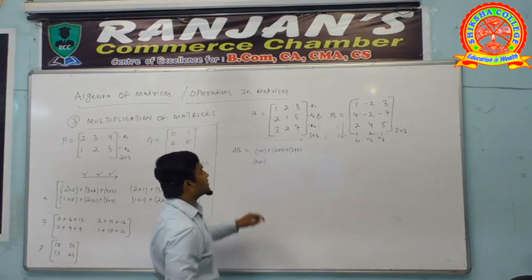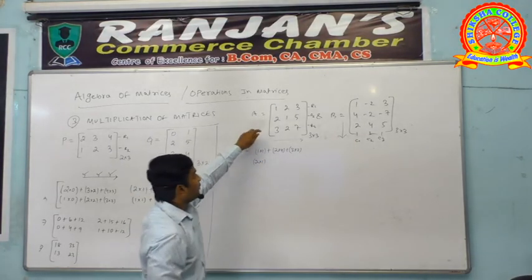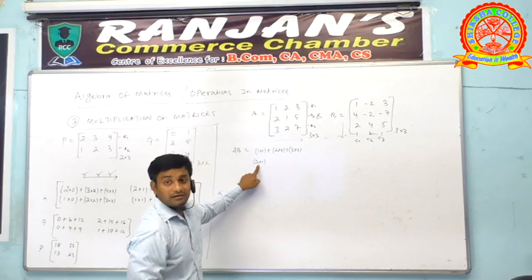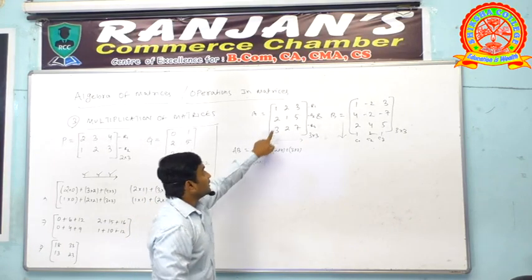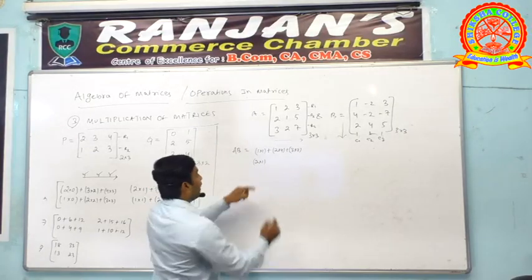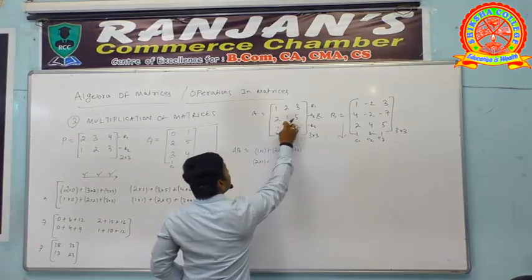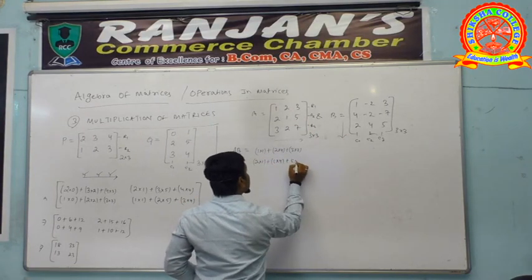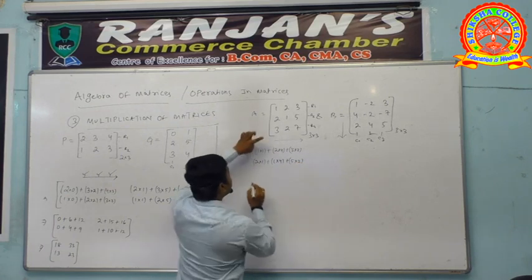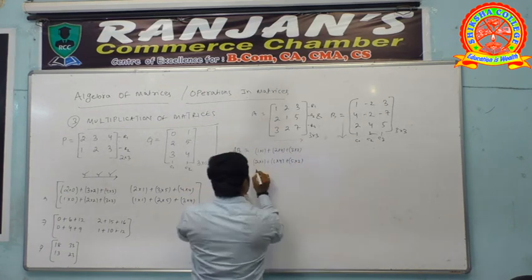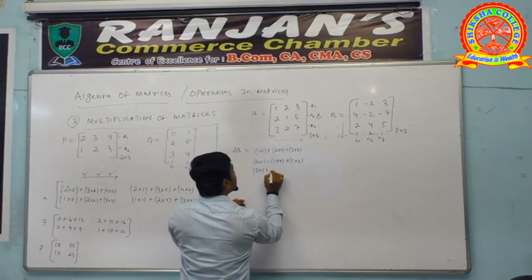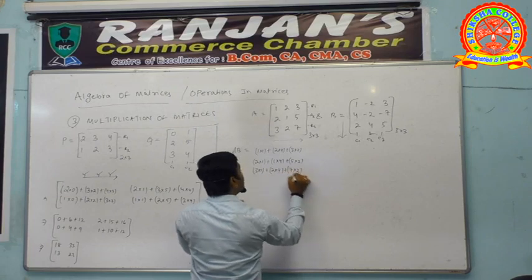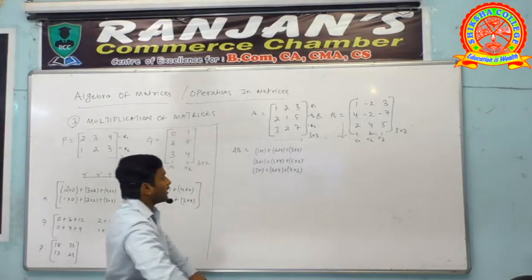See students, here you can mark that only these factors will be the same, and we only need to put this value at the first point. 2 into 1 plus 1 into 4 plus 5 into 2. Then 3 1, 2 4, 7 2. Okay, complete.